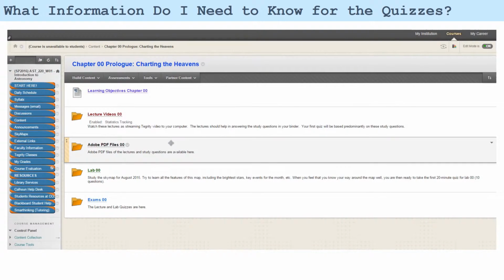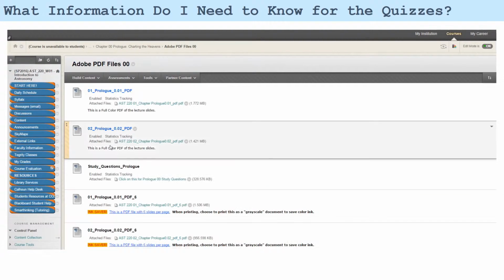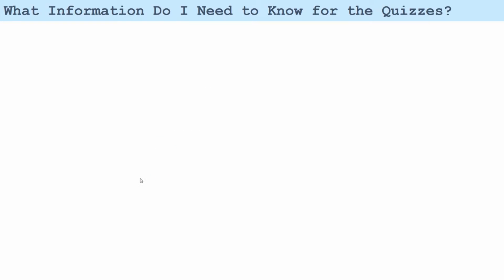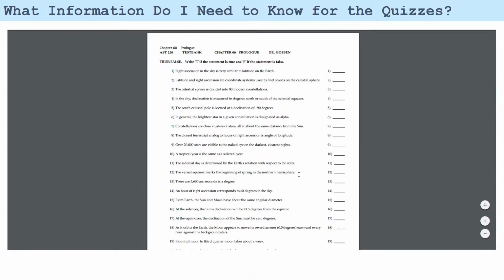And ultimately, we're going to want a copy of the questions. So here's our study questions for the prologue in the PDF file folder. And if we click on that, we have a bunch of study questions for this first chapter, and the quizzes are going to be taken from these study questions. So if you have the answers to these study questions, you will have the answers to the quizzes.